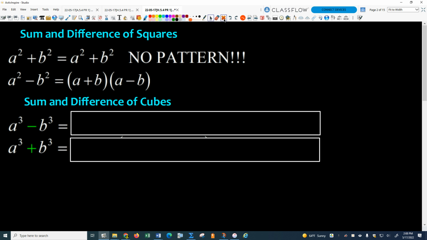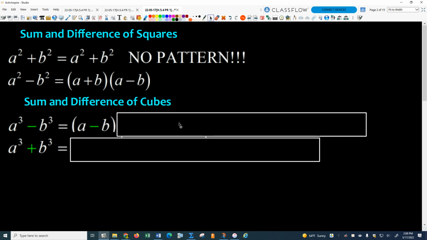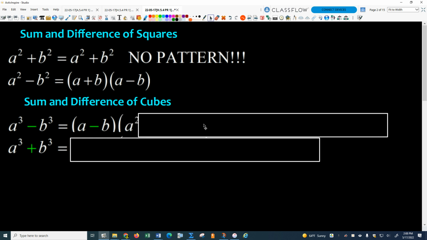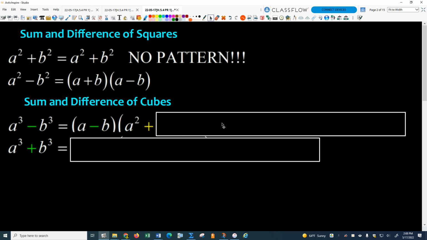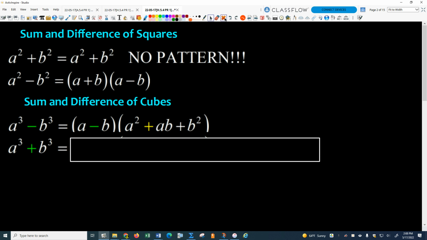Okay, let's see. What's the binomial for that one? What's the first factor? A minus b. Okay, what about the trinomial? What's that one going to be? A squared plus ab, and then we always end up with plus b squared. Okay, try the sum of cubes real quick. A cubed plus b cubed.